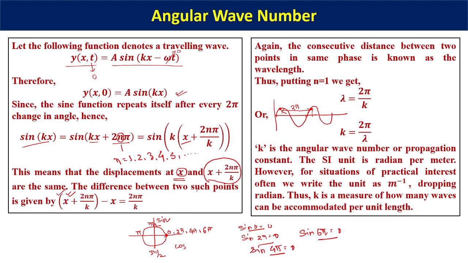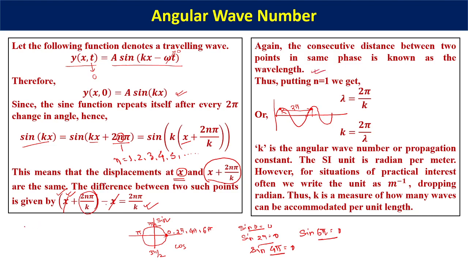So the difference between two such points is x plus twice n pi by k minus x. This x and this x get cancelled, and you remain with only twice n pi by k. So what is this? This is the distance between any two points, not exactly consecutive, which have their sine values the same. Again, what do we know? We know that the distance between two consecutive points in the same phase is known as the wavelength.